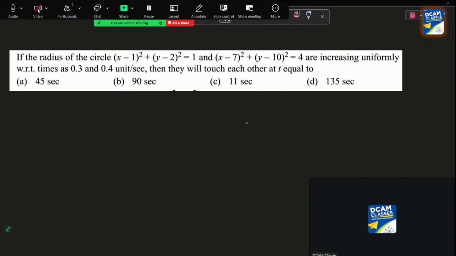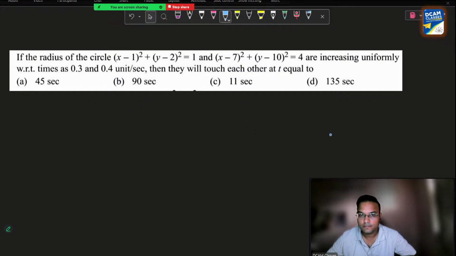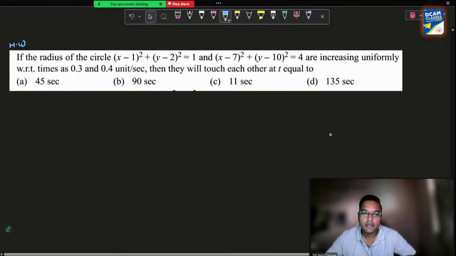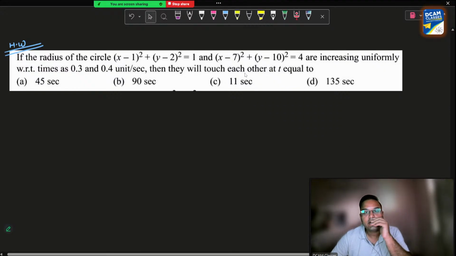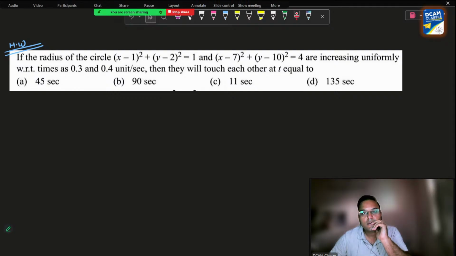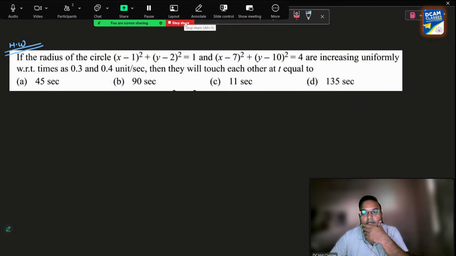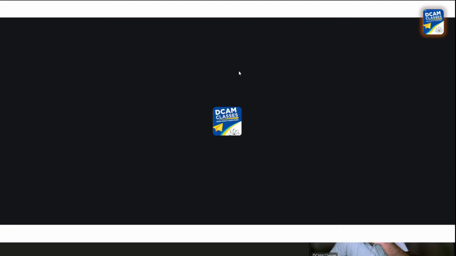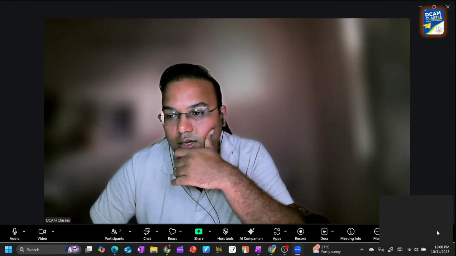Try to solve. Did you solve it? No, sir. Try to solve it. Take it as homework. If you got the answer, just message me, or otherwise we'll discuss in the next class. Else I'll solve this question and send it to you. Okay.